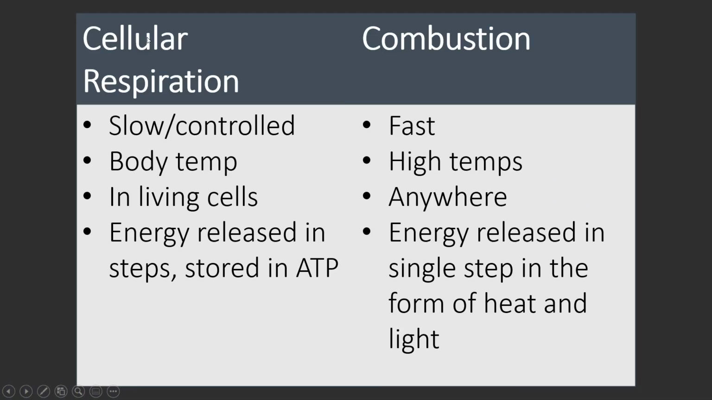Now, another big difference between cellular respiration and combustion is that cellular respiration is very slow, it's very controlled, your body does it in a very, very specific way. It regulates your body temperature, it occurs in living cells, and the energy is released in different steps, which is then stored in your ATP. Combustion, on the other hand, is very quick. There are huge high temperatures. It can be done anywhere. It doesn't have to be in a living cell. And the energy is released in a single step in the form of heat and light.